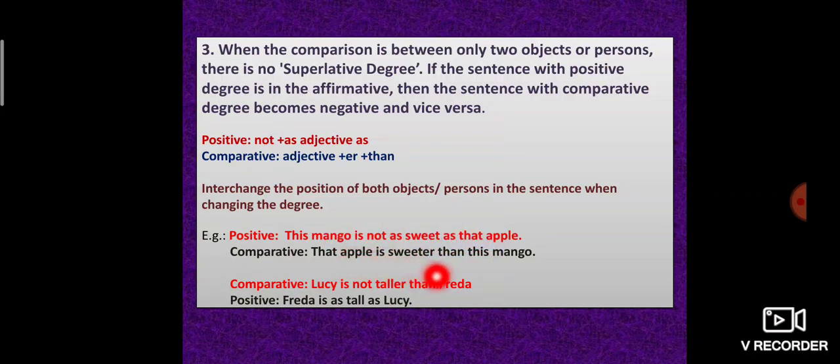Comparative: Lucy is not taller than Farida. Now this is again a negative sentence. So how will you change into positive? Farida is as tall as Lucy. So hope my dear students you have understood the interchange of sentences from positive to comparative, from comparative to superlative.